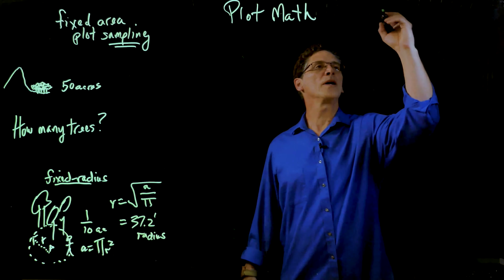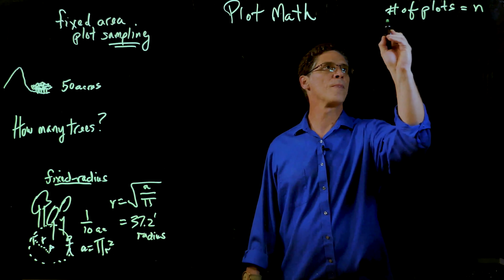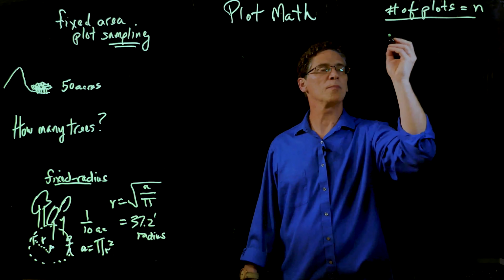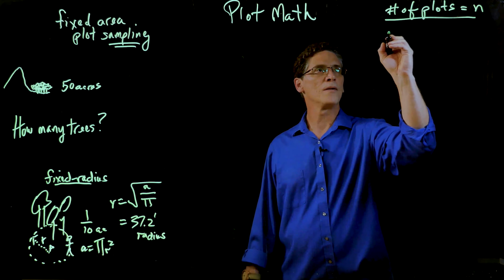And we usually use lowercase n to indicate the number of plots. And then we're going to have some kind of a data sheet that's going to show the plot number. We give each plot its own number. And then we'll make it simple data, and we're just going to count the number of trees.